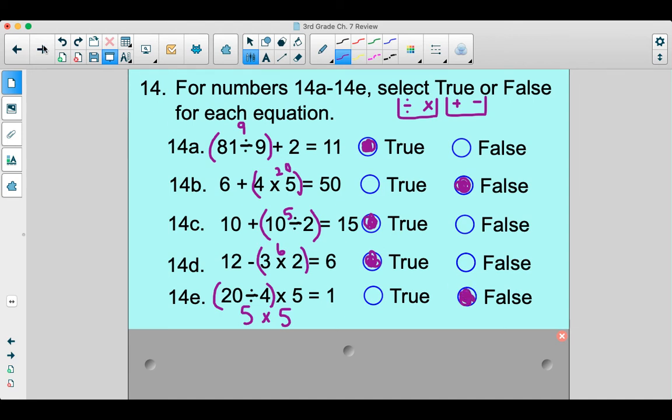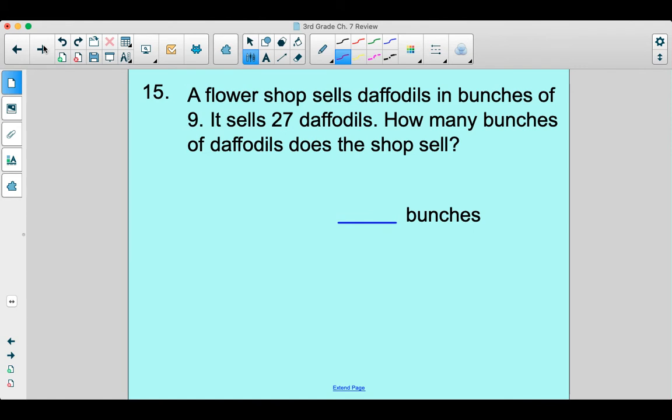All right, next up, number 15. A flower shop sells daffodils in bunches of 9. It sells 27 daffodils. How many bunches of daffodils does the shop sell? So we've got daffodils in bunches of 9. If this is a bunch, we'll put 9 in there. And if this is another bunch, we'll put another 9 in. Have we gotten to 27 yet? Nope. We have only gotten to 18. So we need another bunch.